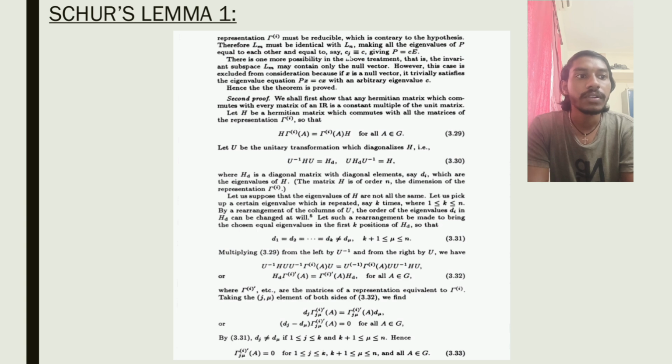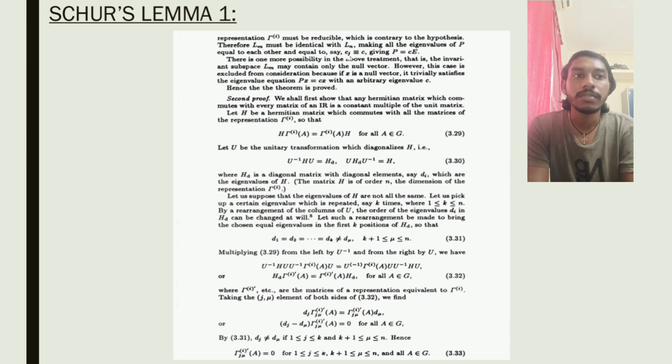The order of the eigenvalues d_i in H_D can be changed at will. Let such a rearrangement be made to bring the chosen equal eigenvalues in the first k positions of H_D, so that d_1 = d_2 = ... = d_k ≠ d_ν, for k+1 ≤ ν ≤ n.